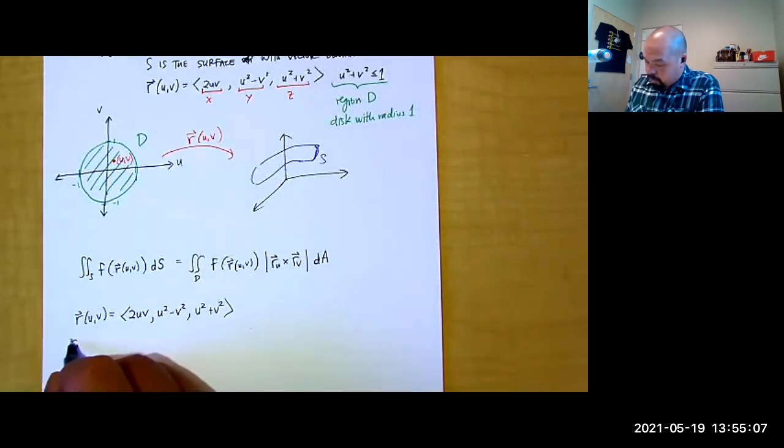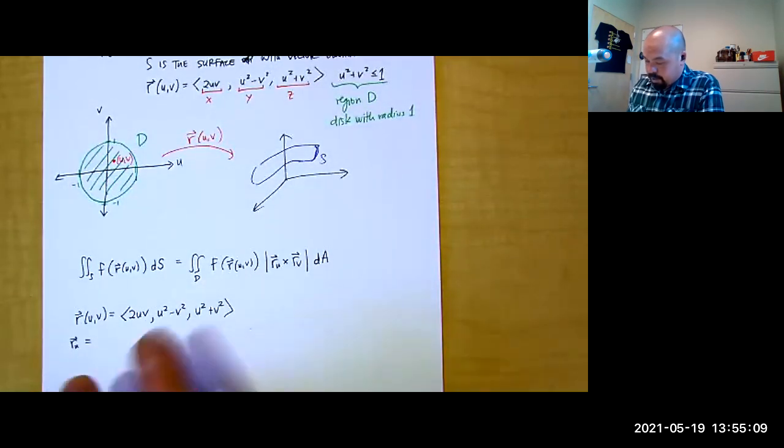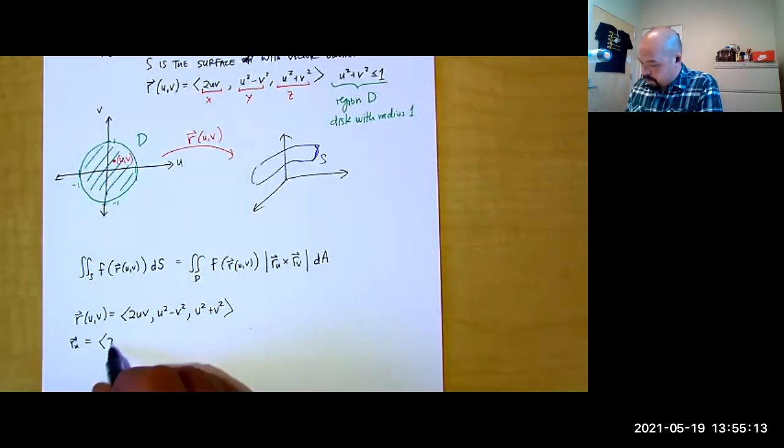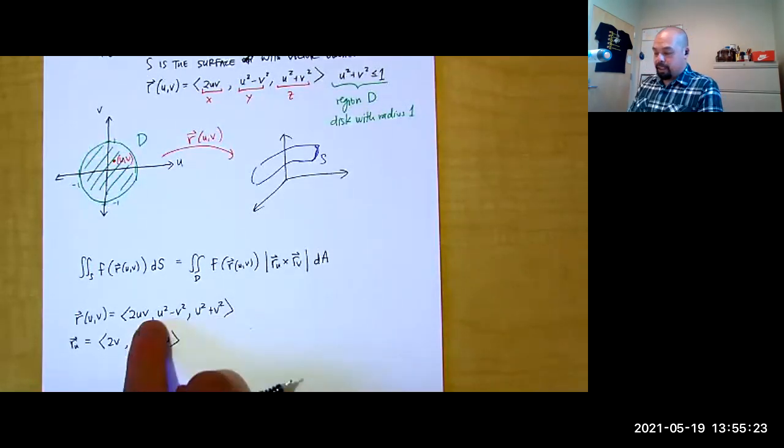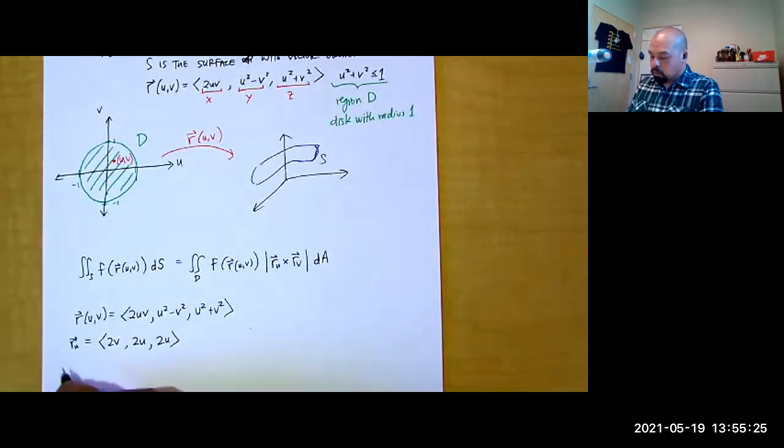So my r sub u, the derivative with respect to u, is 2v, 2u, 2u. The v squared minus v squared is 0. In this case, multiplying v is a constant. And r sub v is 2u, negative 2v, positive 2v.